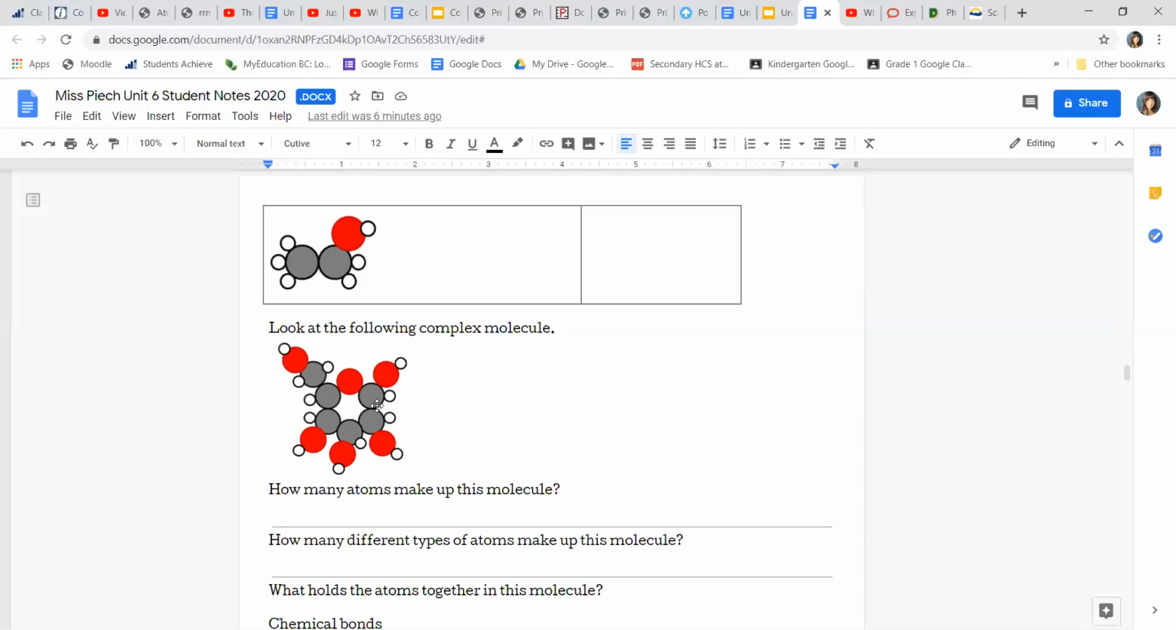Next class, we're going to take a look at the fifth postulate of the atomic theory, which was that atoms chemically combine in fixed ratios to form compounds. We're going to take a look a little bit more at that next time.